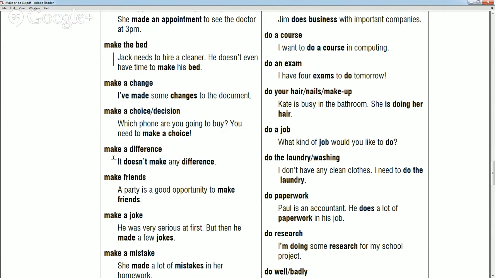Perla, can you read that one? Which phone are you going to buy? You needed to make a choice. Okay. So, Perla, question for you. What choice did you make when you bought your last phone? What type of phone did you buy? Oh, I have a Samsung Galaxy.